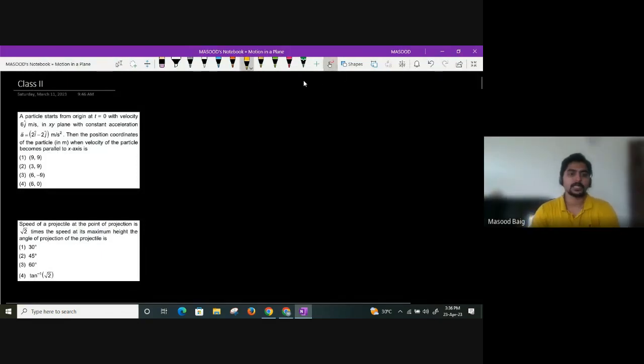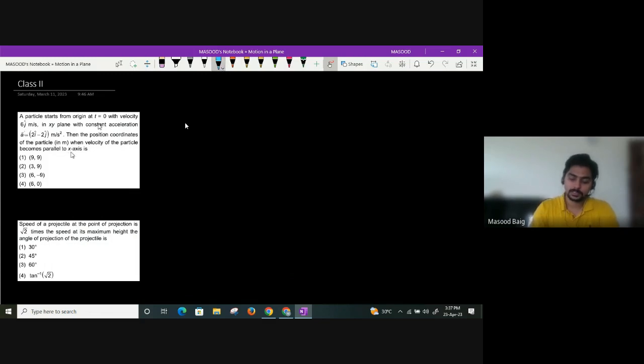A particle starts from origin at t equal to 0 with some velocity. It is starting in which direction? It has velocity in y direction, guys. And it is moving in the xy plane with constant acceleration. Acceleration is there both along positive x direction and negative y direction. Find the position coordinates of the particle when the velocity of the particle becomes parallel to the x-axis. So what is happening to the y component now?